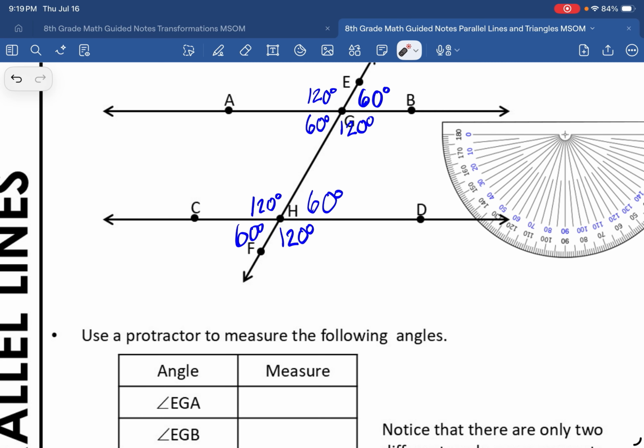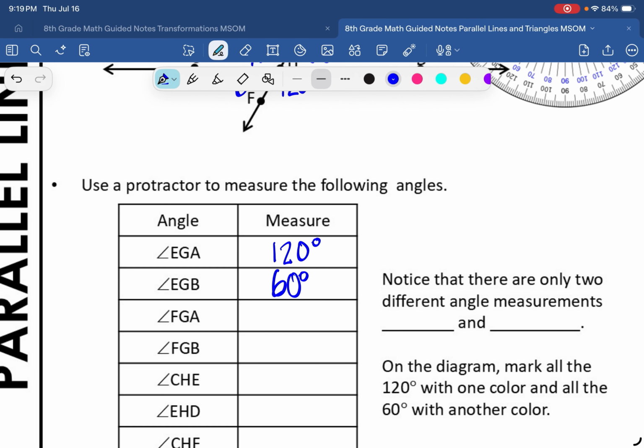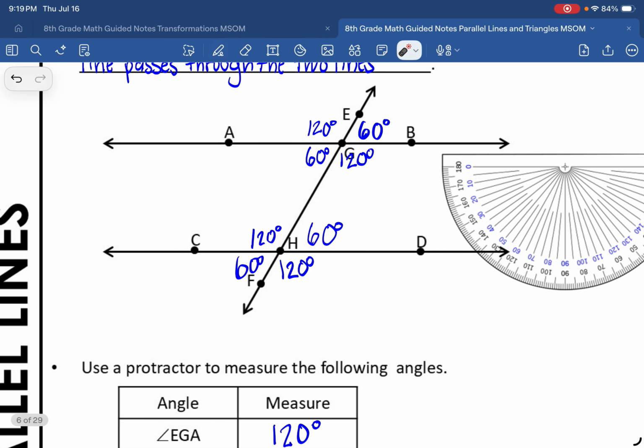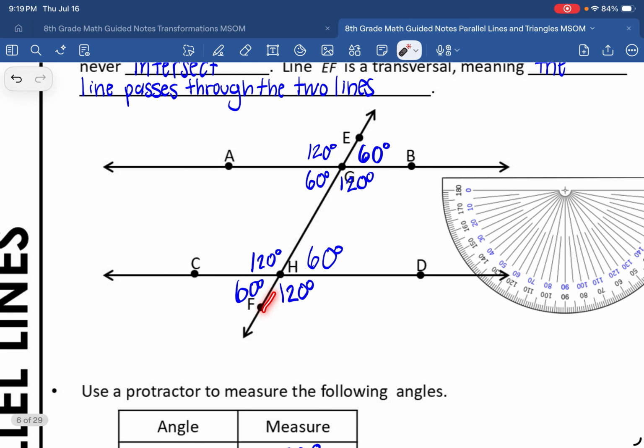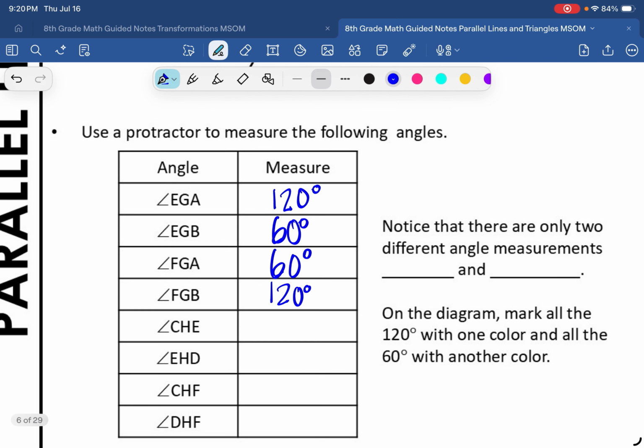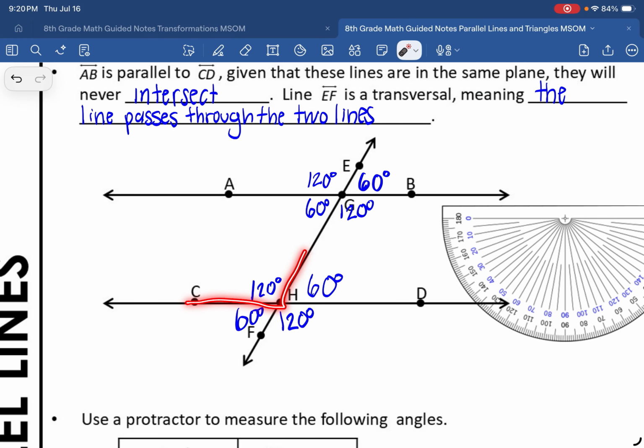With angle measurements, it says the letters in order. So for example, EGA, G will be where the vertex is. So angle EGA will be 120 degrees. EGB is 60. Angle FGA is this angle right here, FGA, so that's 60. Angle FGB is this angle right here, is 120. Angle CHE is this angle right here, 120 degrees.